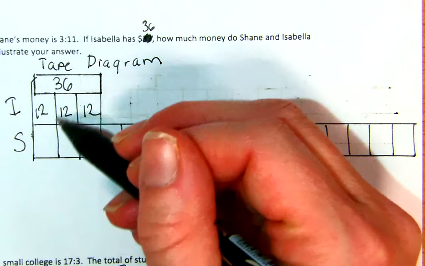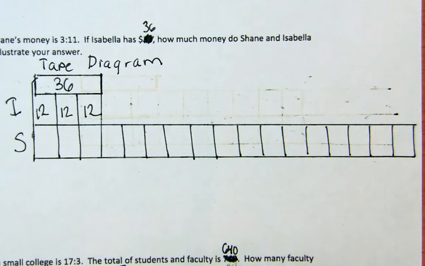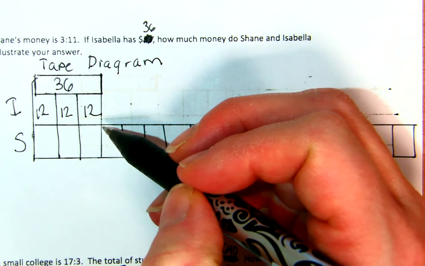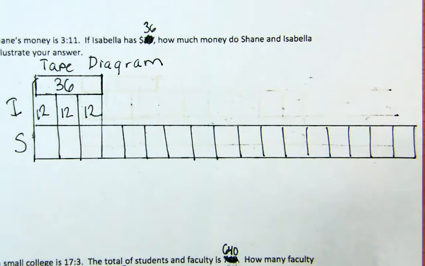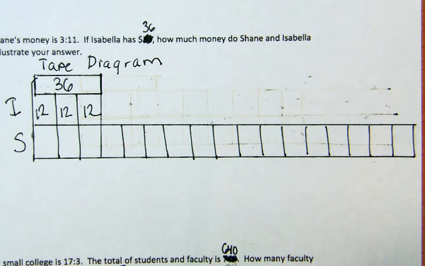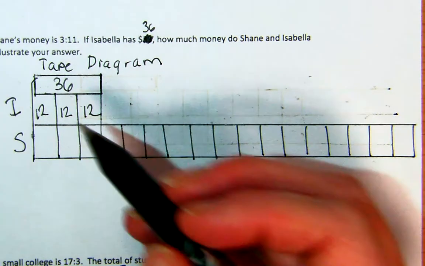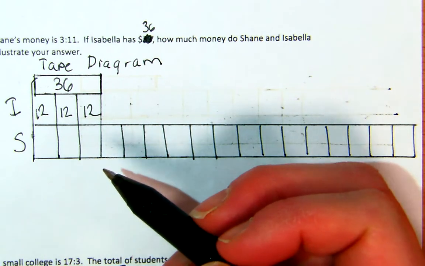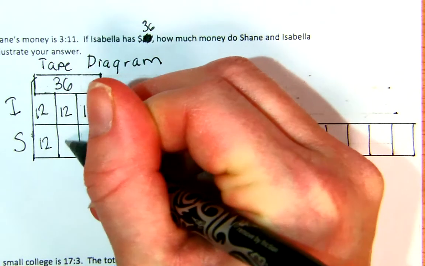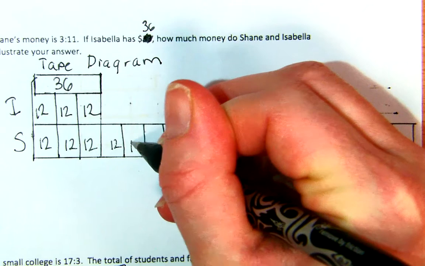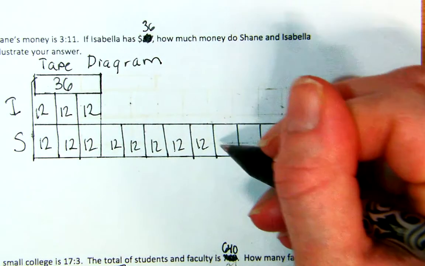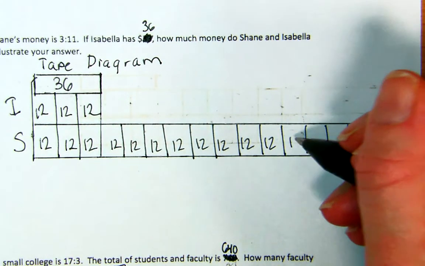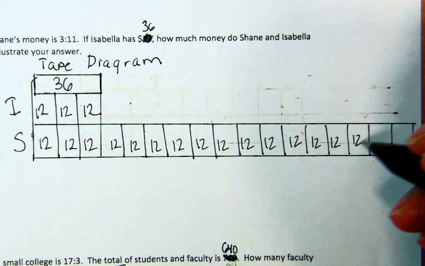Now, the key to tape diagrams is because we're using the base ratio, all the blocks are the same, right? The ratio is 3 to 11. So for every $3 that Isabella has, Shane has $11. So each of these boxes is the same size because at the base ratio, they each represent $1. So once I know that each of these boxes actually holds, in this case, $12, Shane's boxes all hold $12 as well. 12, 12, 12, and so on. Okay?